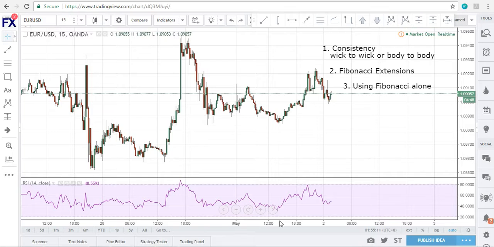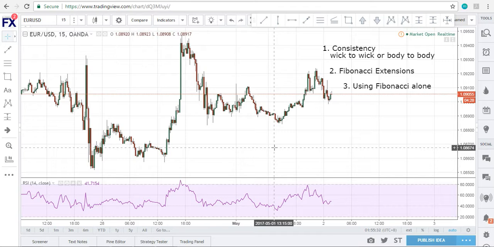For this episode, we'll be looking at 3 common Fibonacci mistakes that traders tend to make while using Fibonacci retracements and extensions. As you can see from the chart, this is the Euro USD on the 15-minute chart, and if you look to the right, markets are currently live and open right now.